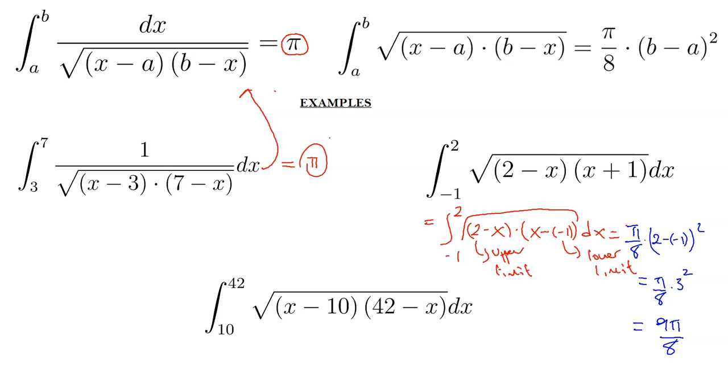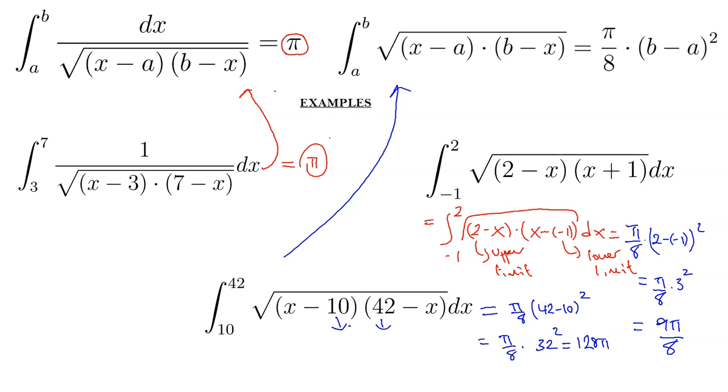In this third problem, again, it looks like the second form, and it doesn't require us to do anything algebraically to put this expression into this form. So we're just going to directly apply the formula. As you may notice, this is the lower limit 10 and this is the upper limit 42. If we apply the formula, what we're going to get is pi over 8 times (upper limit 42 minus lower limit 10) to the power of 2. So pi over 8 times 32 squared, and this is going to be equal to 128 pi.